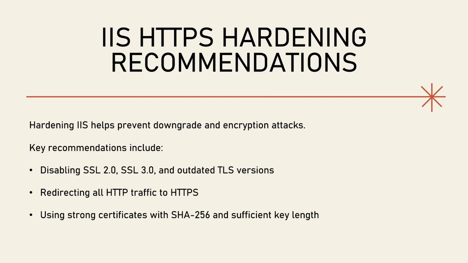IIS HTTPS hardening recommendations. Hardening IIS involves disabling outdated SSL and TLS versions, such as TLS 1.0. HTTPS should be enforced by redirecting HTTP traffic to port 443. Additionally, unnecessary IIS features and modules should be removed to reduce attack surface. These steps help ensure IIS operates securely even if exposed to a network.